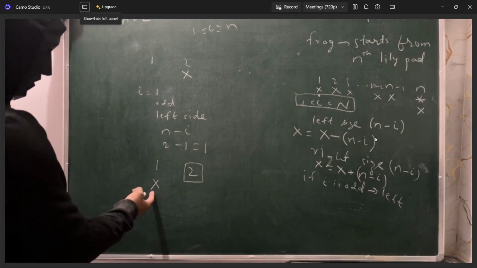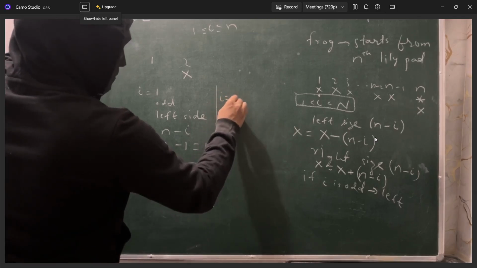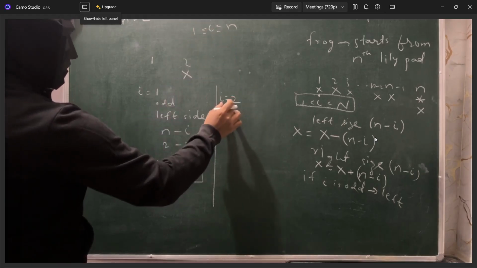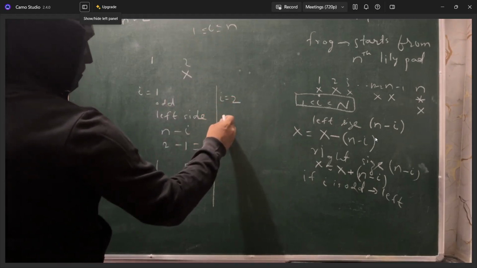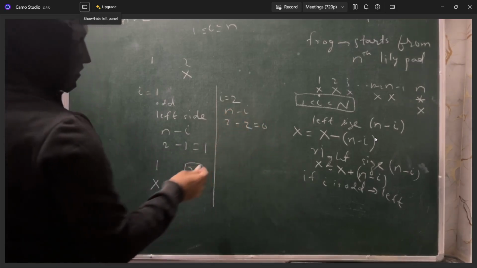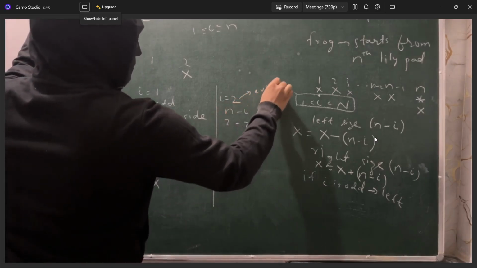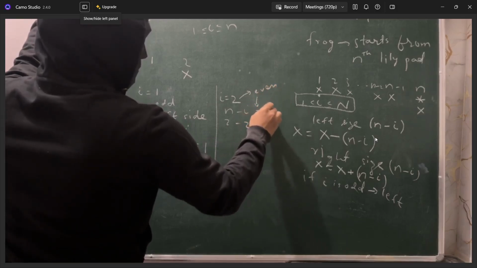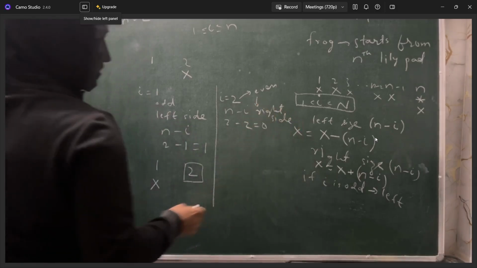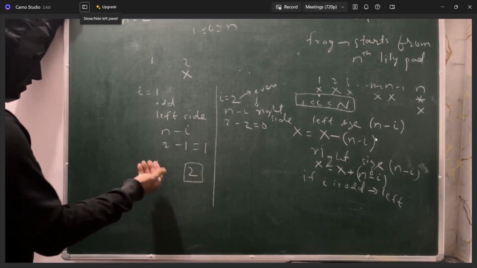When your frog is here, now i is 2. Because you'll have to perform from i equals 1 to n. So when i is 2, your n minus i is going to be 2 minus 2, which is 0. So 0 steps will be moved. And since this 2 is even, even means he'll be moving right hand side. So 0 distance right side he'll be moving, which means basically he'll not be moving. So he'll be at this position only.